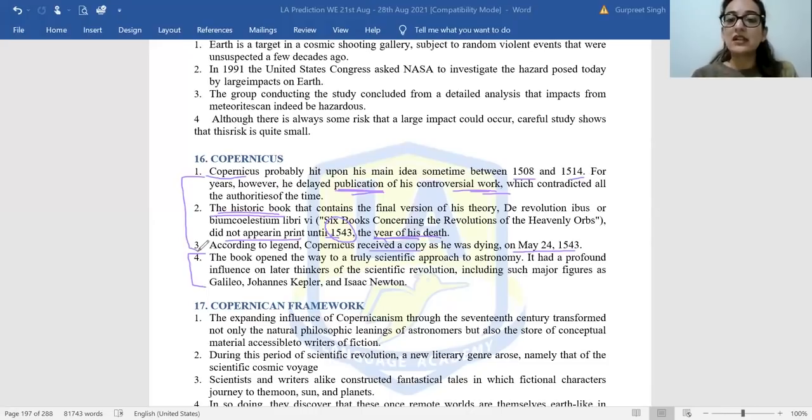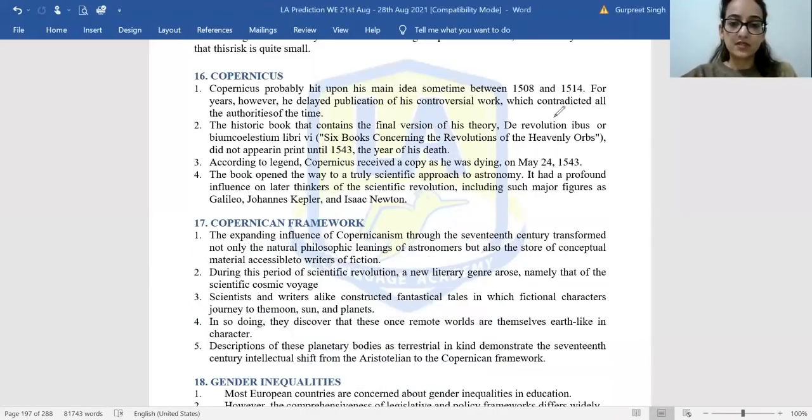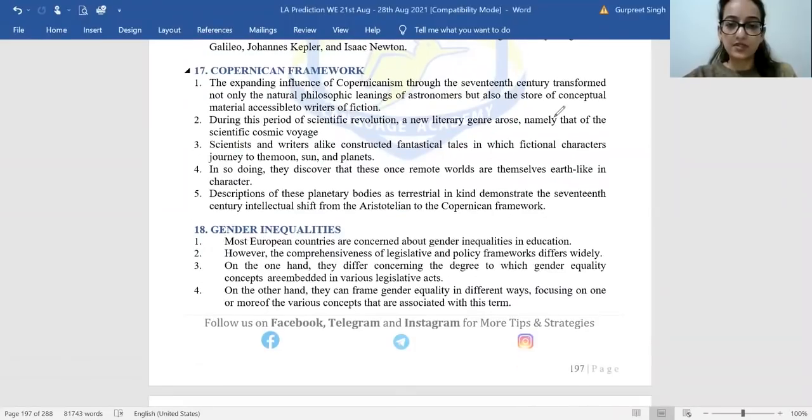that this person delayed the publication of this book until 1543, which was the year of the death. On the day of the death, he received the book, and then only about the book, what was contained in the book, what was published in the book, the topics. So it is the narrowest again. So this is about 16. 17th is the one we've already covered before. It's a repetition.